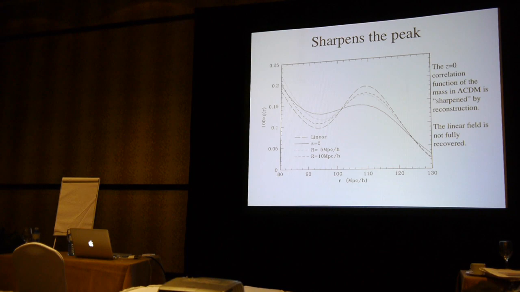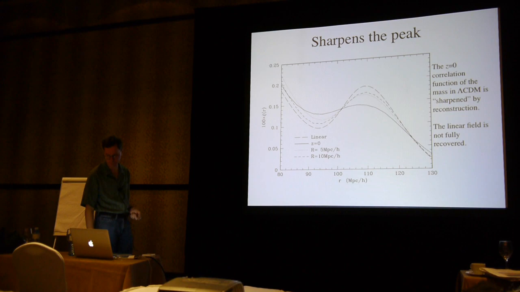So I've clearly moved some of the way towards reconstructing the peak. It would be much easier to find the centroid of this peak than this one. But I haven't gotten all the way, and that's probably because I had to smooth the field, and so there was some nonlinear information loss.